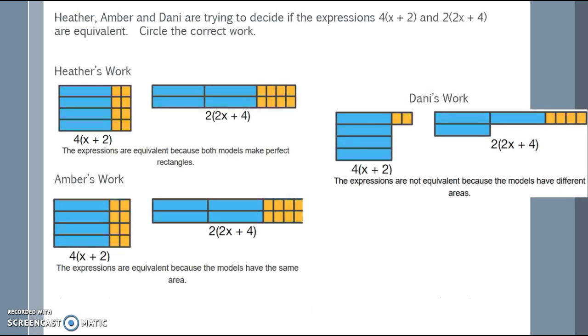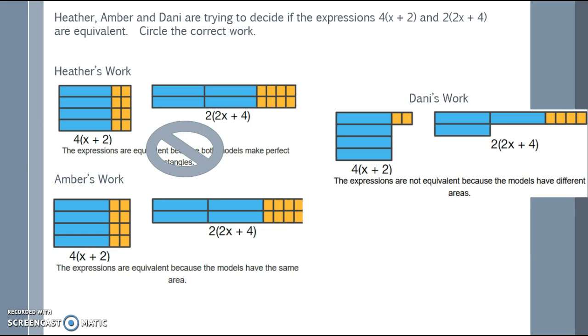Heather, Amber, and Danny are trying to decide if the expressions 4 times x plus 2 and 2 times 2x plus 4 are equivalent. Circle the correct work. Here is Heather's work. She has 4 groups of x plus 2, correct, and she has 2 groups of 2x plus 4. She states that the expressions are equivalent because both models make perfect rectangles. Well, yes, they make perfect rectangles, but they don't create the same area. So, although her work is slightly correct, it's not totally correct.